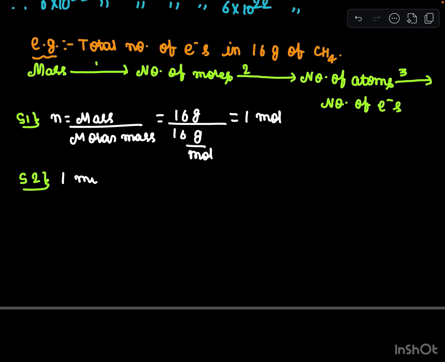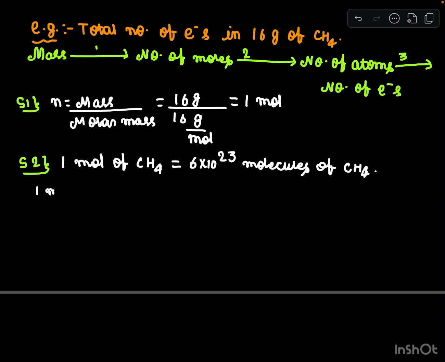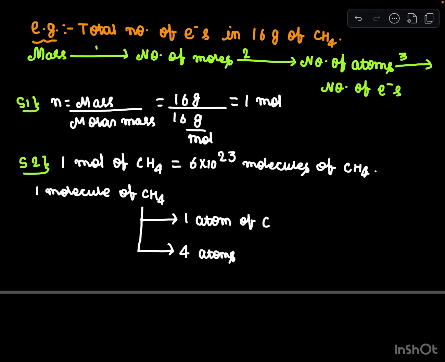Here 1 mole of CH4 is equal to Avogadro number, 6 into 10 to the power 23 molecules of CH4. Since one molecule of CH4 contains one atom of carbon and 4 atoms of hydrogen.